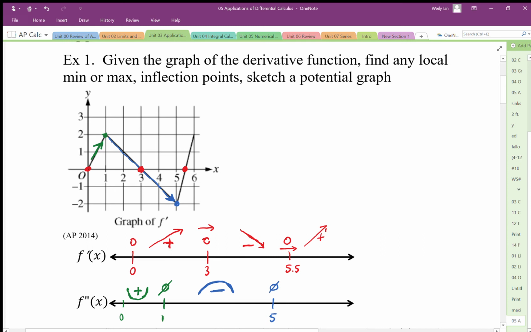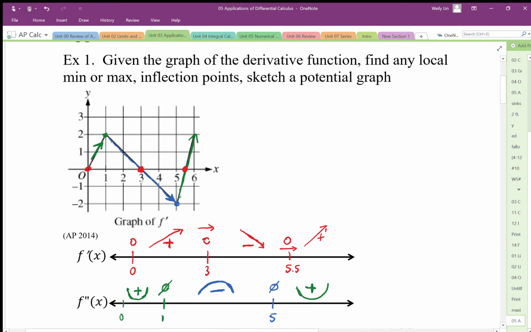And then from this point on, for the rest of the graph, the slope is going to be positive. So it's going to have a positive concavity through that region. So we have an idea what this graph looks like. It's going to go up, it's going to go down, it's going to be kind of like a wave, right? So we have a graph.